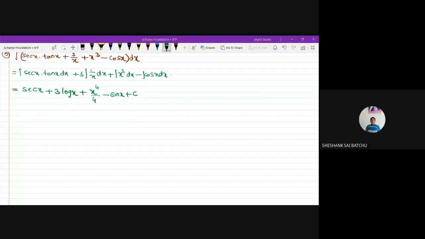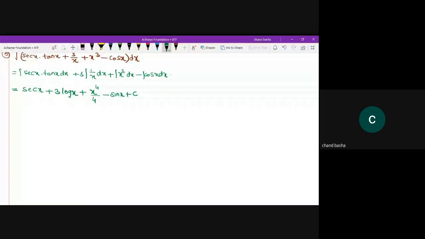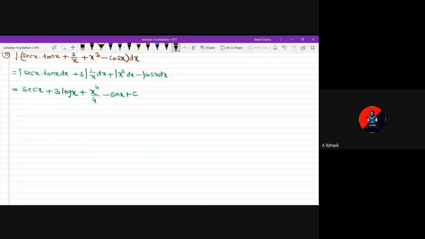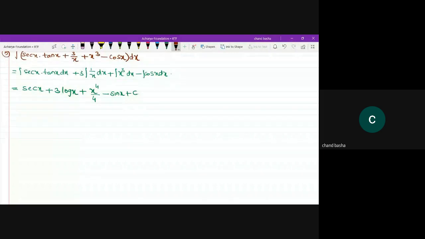Sir, I also got the same answer. Yes, very good. Sir, minus cos x means sin, no, sir. Integral cos means a sin. I'm not discussing about minus sign. This is outside of your integration. That is none of our business. Whether it is minus sign or plus sign, that is the operation he has given.